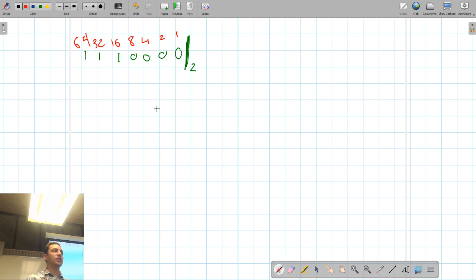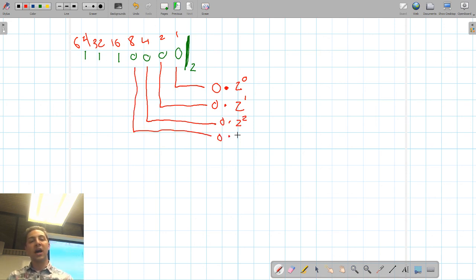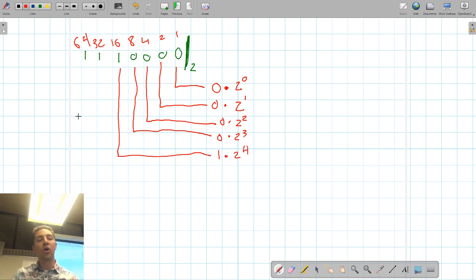So this is not quite as simple. You've got to bring some stuff around. Here's how we do it in a very systematic way to reduce errors. It involves a lot of L's. This is going to be 0 times 2 to the 0, 0 times 2 to the 1, 0 times 2 to the 2, 0 times 2 to the 3, 1 times 2 to the 4.